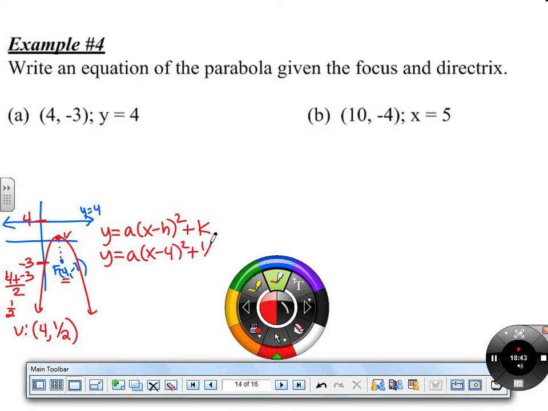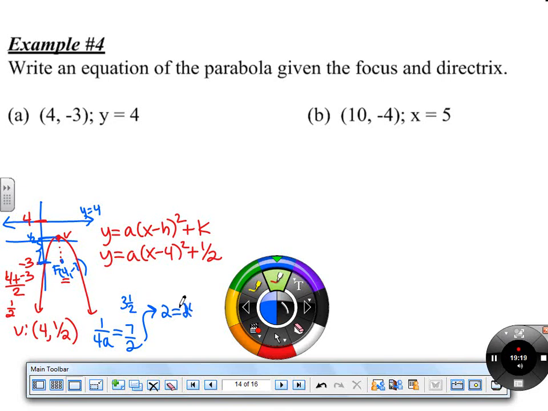So I can put that in my equation. And then I need my a value. You can remember that 1 over 4a is supposed to represent the distance from the vertex to the focus. And we actually know that distance right here. Here's my vertex at a height of 1/2. Here's my focus at a height of negative 3. So the distance between them is 3.5 units. So you could write it as 3.5, but it'd be easier to write that as 7/2. And then we could go ahead and cross multiply and solve for what the a value should be.